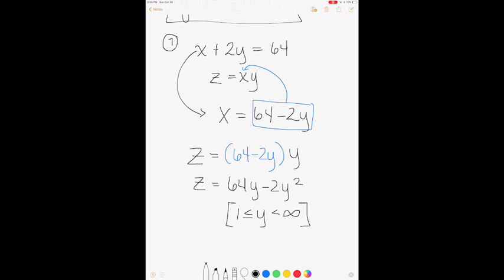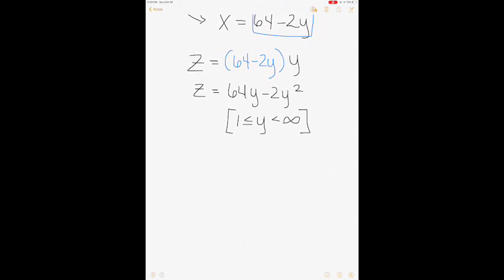So we're really interested in the critical points. All right, let's find the derivative and find our critical points.